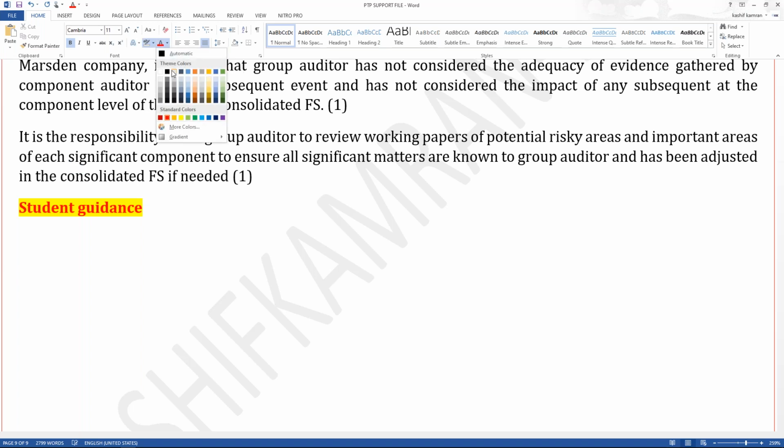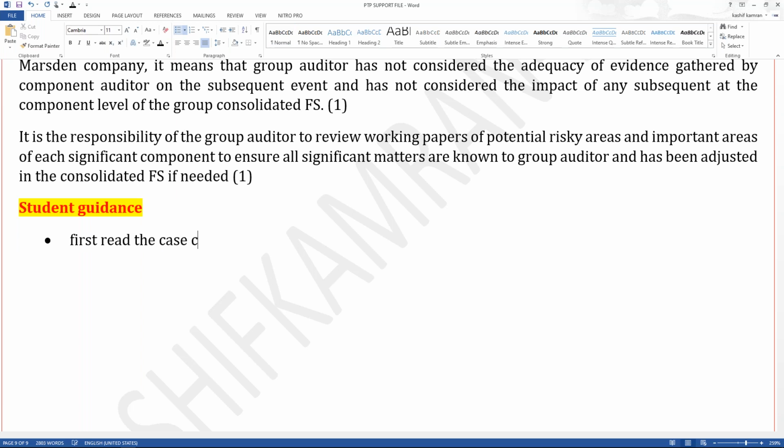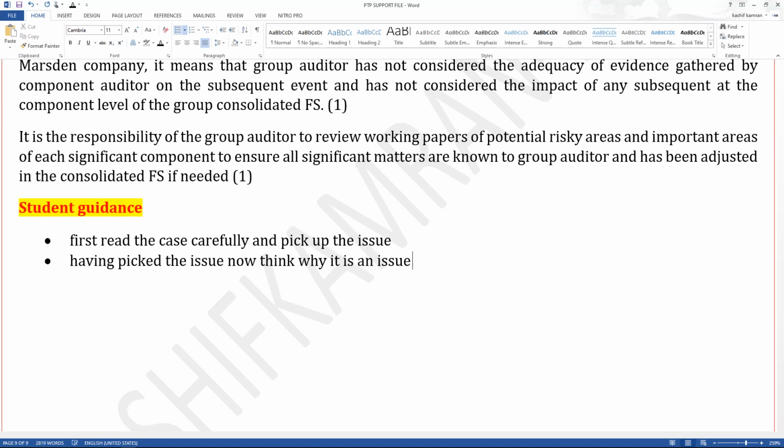When you are attempting a question on ethical, professional, and quality control issues, in continuation from the session yesterday, first read the case carefully and pick up the issue, whatever the issue is, whether it is an ethical issue or other than an ethical issue. Having picked the issue, now think why it is an issue. If you picked the issue in the exam paper, then you have to justify why you picked it.